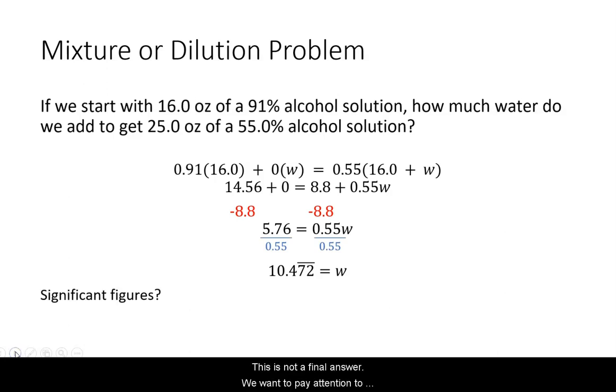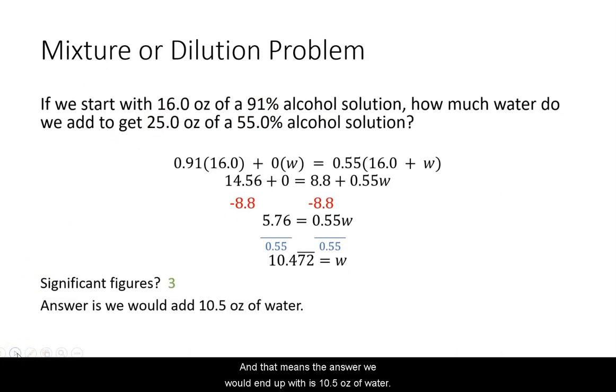This is not our final answer. We want to pay attention to significant figures. It looks like all of the numbers that we're working with have 3 significant figures. Oh, I should have put 91.0. Okay, well, we're pretending this is 91.0% alcohol. So we have 3 sig figs across the board. And that means the answer we would end up with is 10.5 ounces of water.